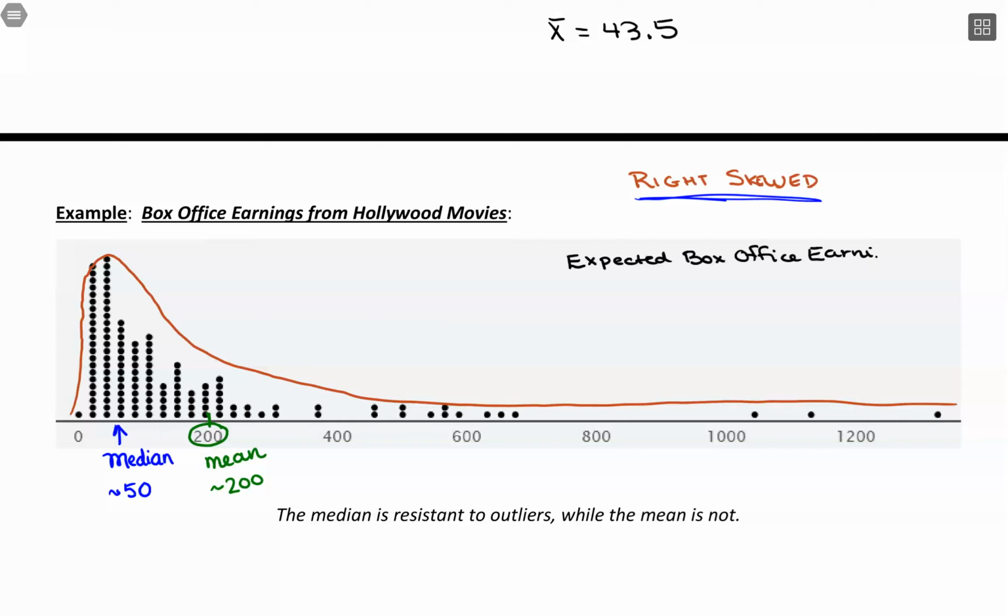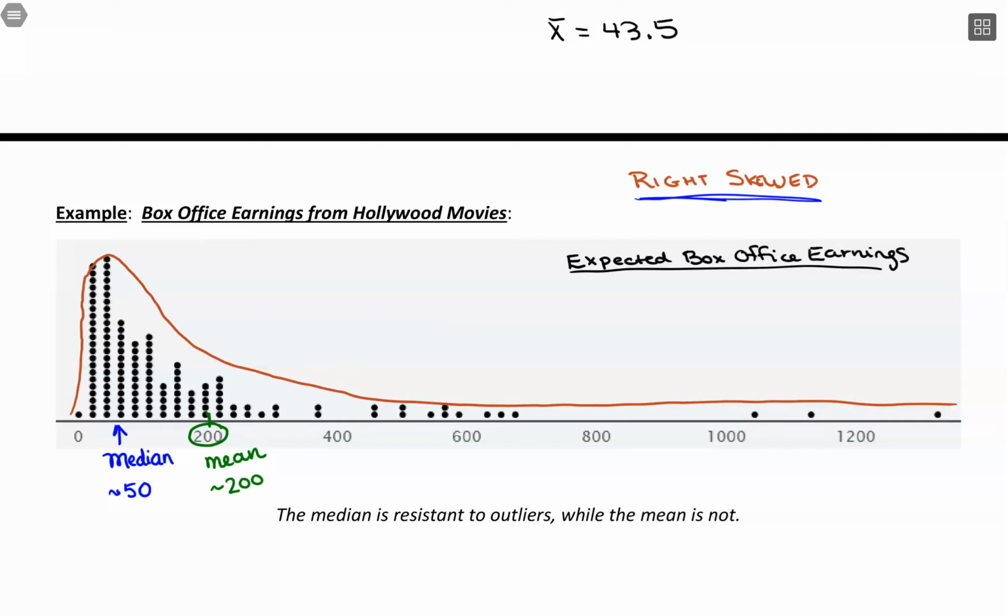If I was interested in the expected box office earnings for just a random movie, well, we have these two measures of center, and we want to think about which is a better measure of center. Basically, when do we want to take into account these outliers? Because right now our mean is skewed. Our median is more in line with what's happening for most of the data.